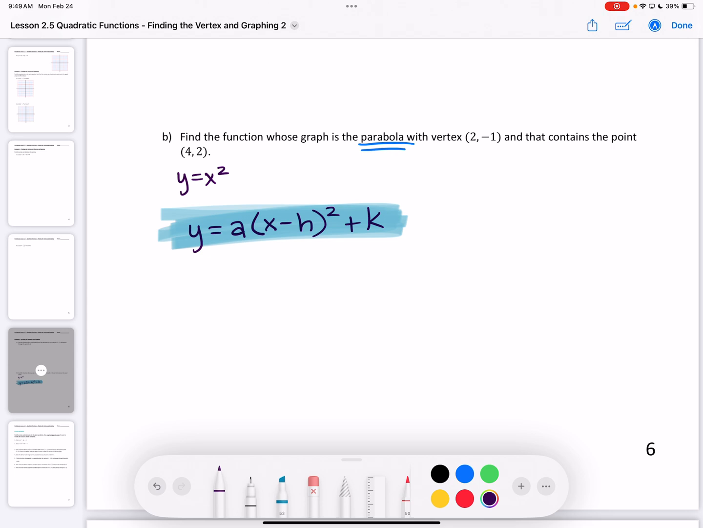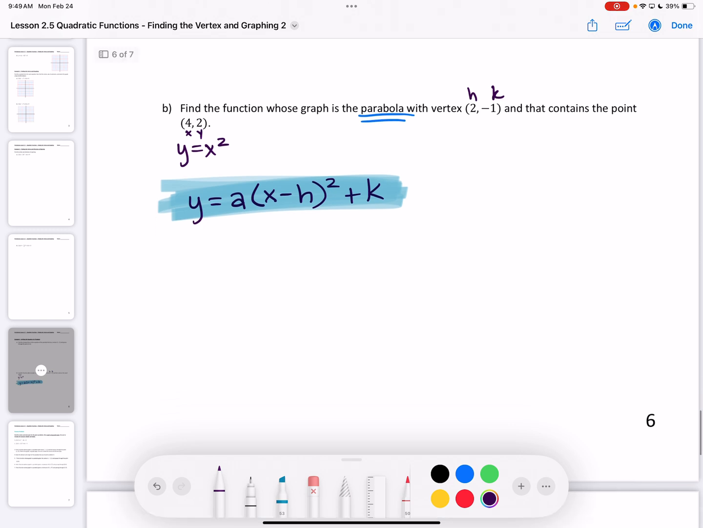So now I'm going to read it. It says, find the function whose graph is a parabola with vertex 2, -1. So that's my H and K. It's kind of like the center of a circle was H and K, but now it's the vertex. And then it contains the point 4, 2. So we're going to call 4 and 2 X and Y, okay? X and Y, just like that, all right?